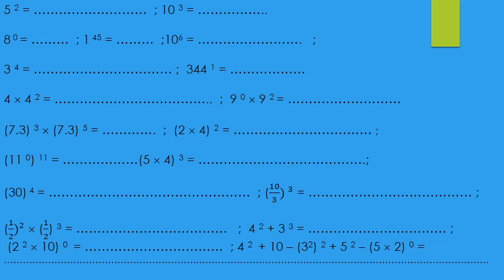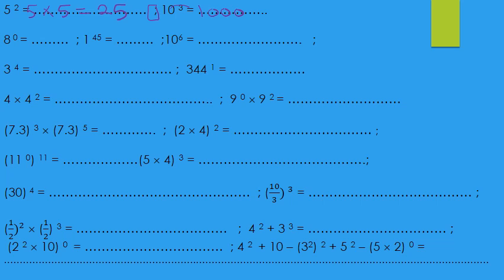Now we should make calculation of powers. 5 squared, we write it as a multiplication sentence. 5 times 5 is equal to 25. 10 cubed, this is a power of 10. So we take 1 from the base and we add zeros as the power. 1, 2, 3 zeros. 8 to the power 0, this is a rule.